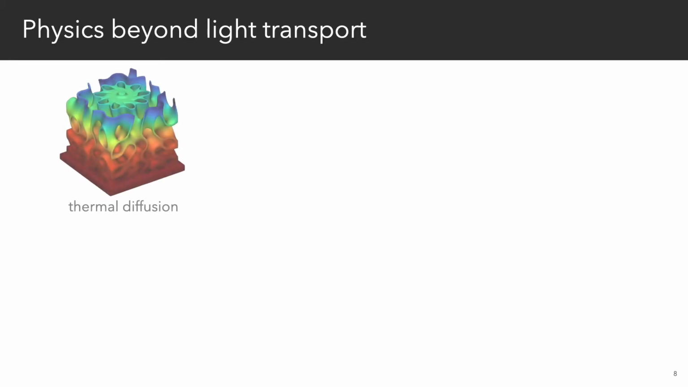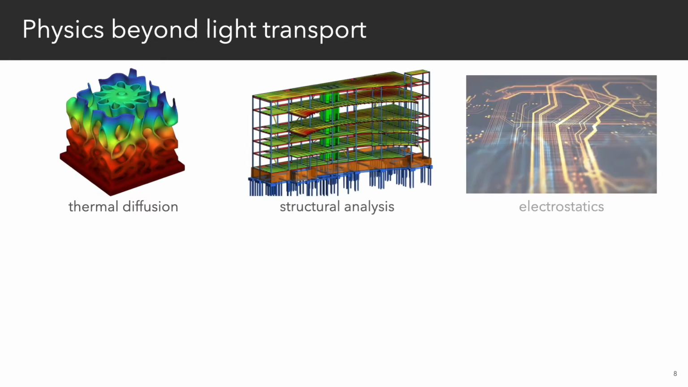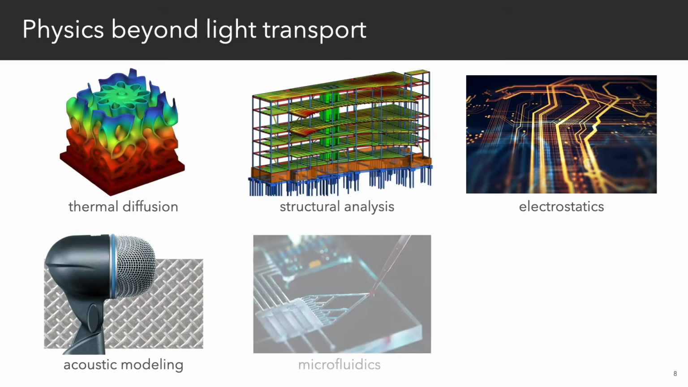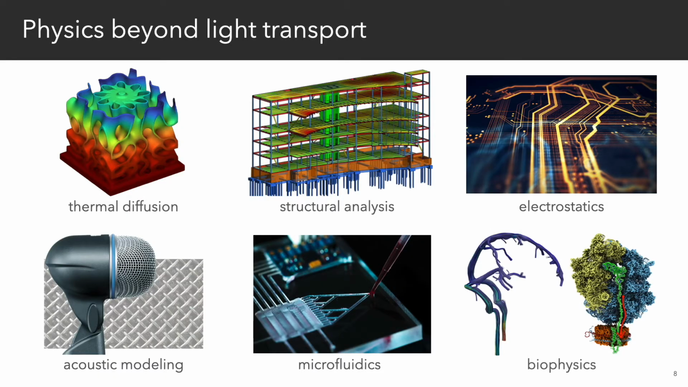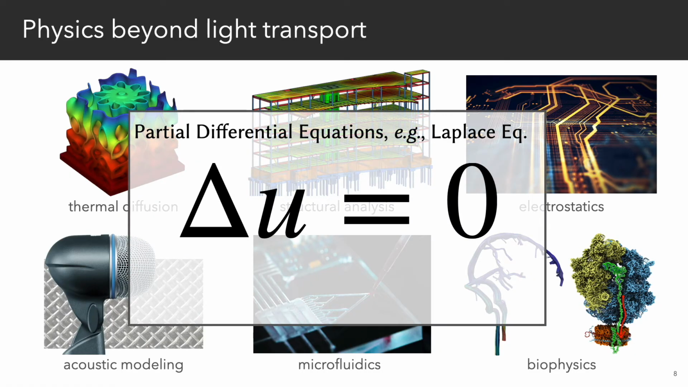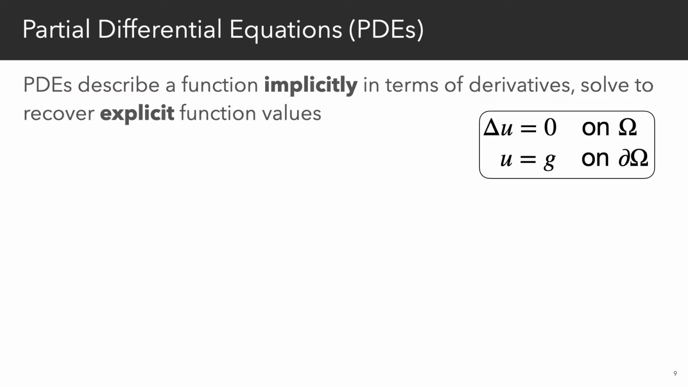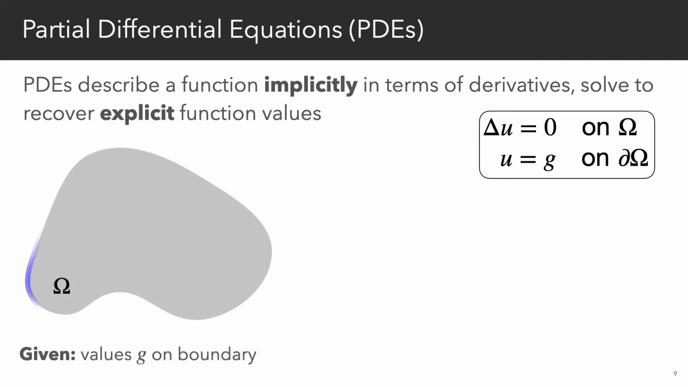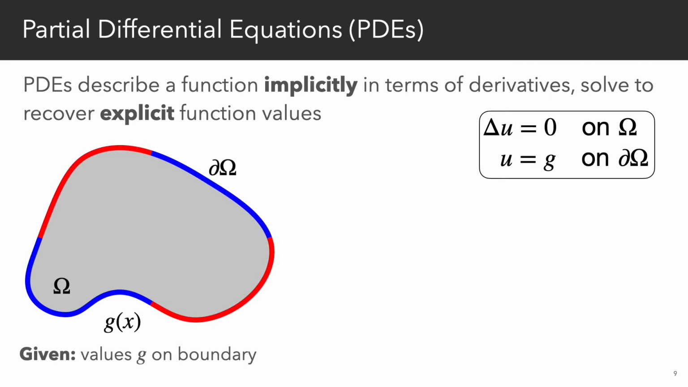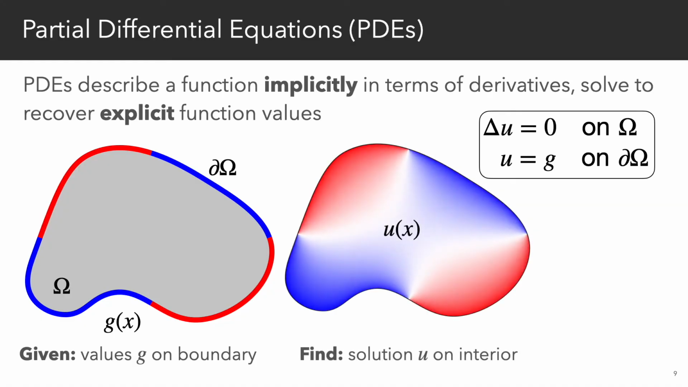For instance, being able to simulate thermal conduction, structural mechanics, and electromagnetism is critical to many engineering applications. At their simplest, these phenomena are described by partial differential equations such as the Laplace equation, which implicitly describes a function in terms of its derivatives. Concretely, the Laplace equation says that if we're given some data on the boundary, such as temperatures, displacements, or colors, then solving for explicit function values smoothly interpolates this boundary data into the interior of the domain.